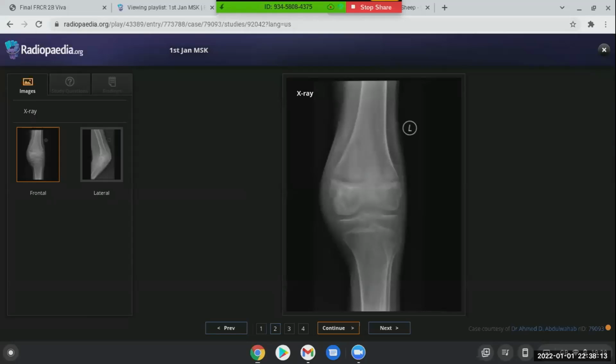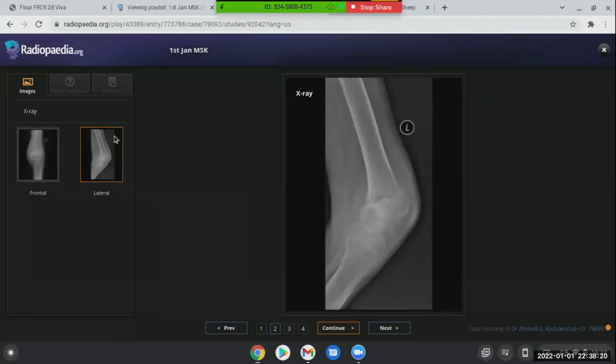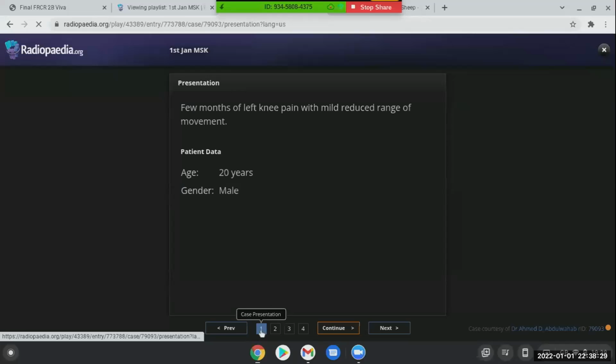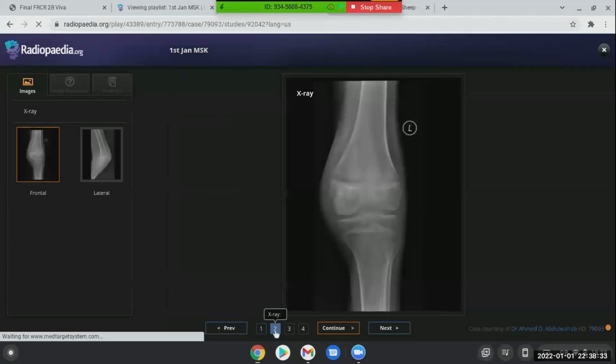So this is a frontal and lateral radiograph of the left knee. He's 20 years old, right? So I suggest that there is kind of delayed closure of the epiphysis in this age, and there is kind of soft tissue swelling in the knee joint.